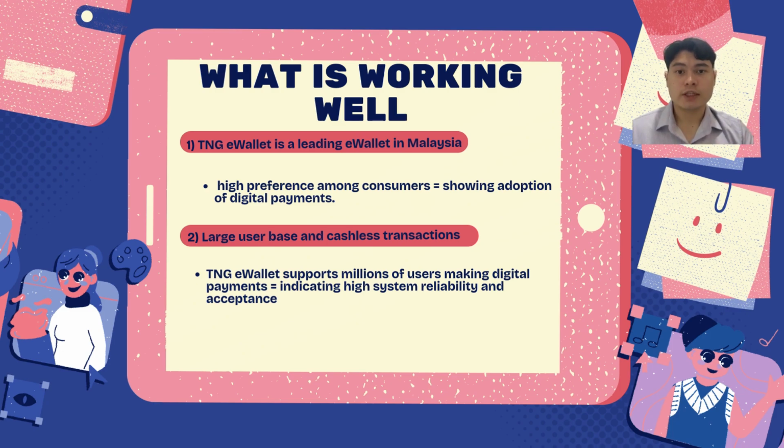So what is working well for Touch and Go right now? Number 1, the Touch and Go e-wallet is a leading e-wallet in Malaysia. As we all know and can see in today's age, every citizen of Malaysia prefers using the Touch and Go e-wallet, and this shows the adoption of digital payments in Malaysia. Number 2 is the large user base and cashless transactions. In Malaysia, the Touch and Go e-wallet supports millions of users making digital payments. This indicates high system reliability and digital acceptance by Malaysian citizens.